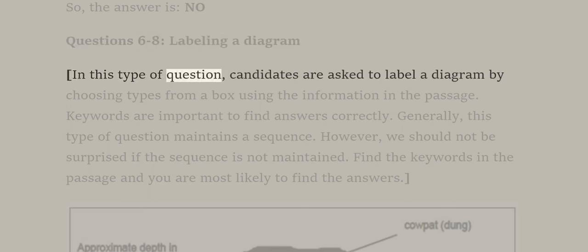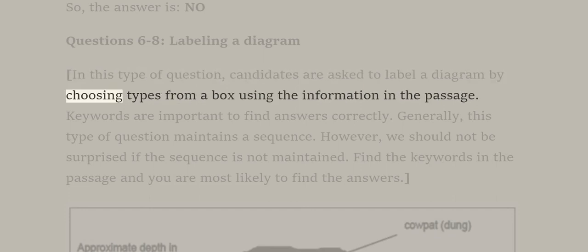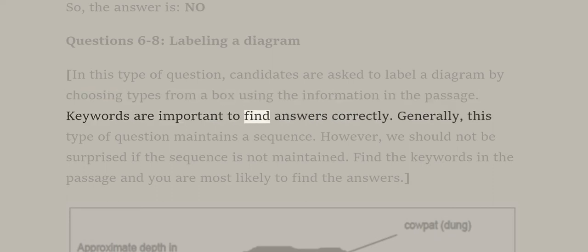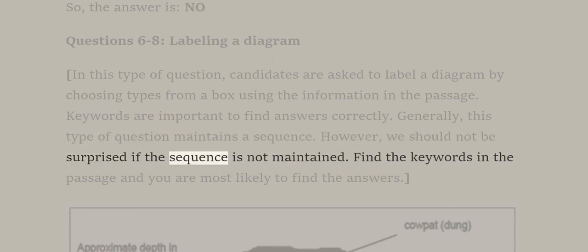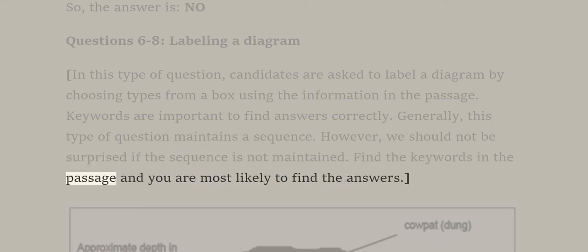In this type of question, candidates are asked to label a diagram by choosing types from a box using the information in the passage. Keywords are important to find answers correctly. Generally, this type of question maintains a sequence. However, we should not be surprised if the sequence is not maintained. Find the keywords in the passage, and you are most likely to find the answers.